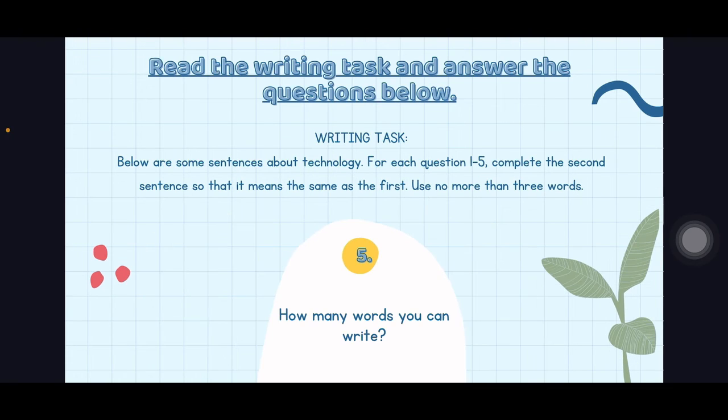So the last question is, how many words can you write? The answer is no more than 3 words, because it mentioned in the last sentence from the writing task, use no more than 3 words. I think that is all for the answers from activity C.